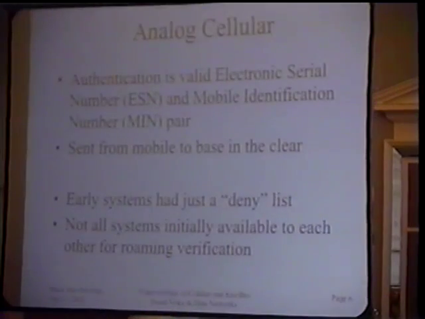So in analog cellular, the first generation, the information that's used to authenticate is two pieces. There's an electronic serial number that's supposed to be permanent in each phone, and that constitutes half of the identification. The other half is what's called a MIN, which is really the telephone number that's been assigned to that phone.